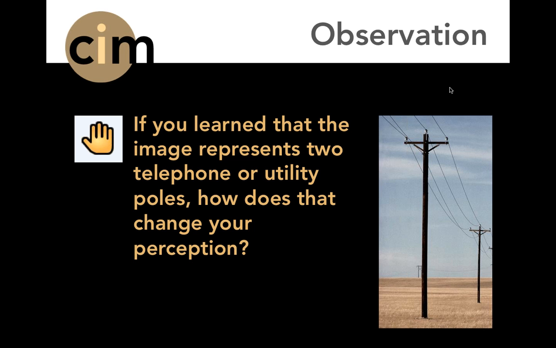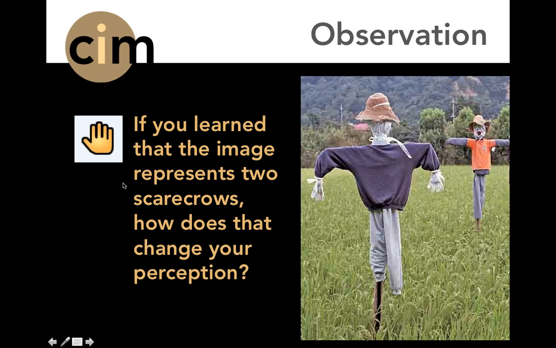I'm going to change the question just slightly. Now that you all have shifted your perception a little bit to see those lines as telephone poles, what if you learned that the image represented two scarecrows, after all, that it really wasn't two telephone poles, that in the end you'd interpret it as telephone poles, but they really were scarecrows? Again, go ahead and raise your hand. Jane. Okay, Jane. Hi, Jane.